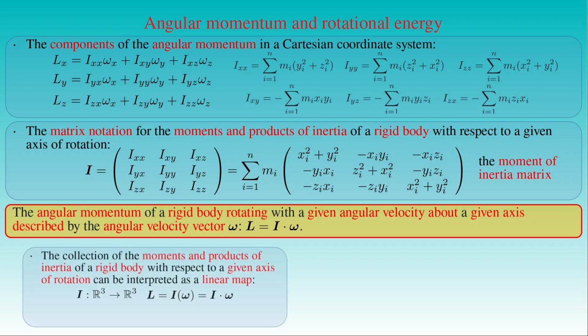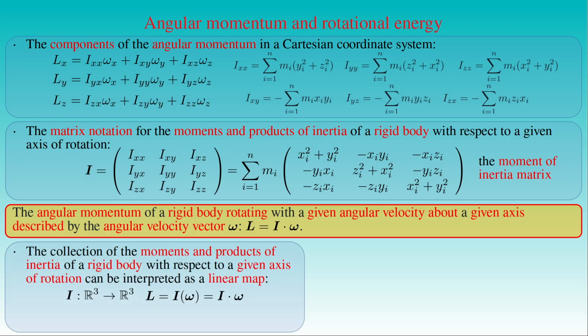This indicates that the collection of the moments and products of inertia of a rigid body with respect to a given axis of rotation can be interpreted as a linear map on the Euclidean space. That is, the map I defined for a rigid body rotating about a given axis transforms the angular velocity vector omega describing the speed of rotation and the orientation of the axis into the vector of the angular momentum L of the rotating body with respect to the axis. The evaluation of the linear map I at the vector omega is simply defined by the matrix vector multiplication of the matrix I and the vector omega expanded in an arbitrary coordinate system.